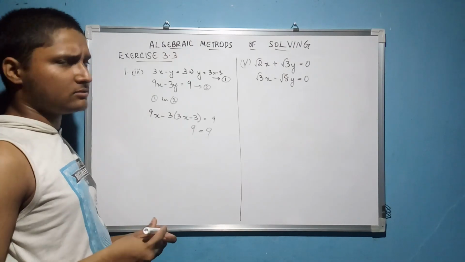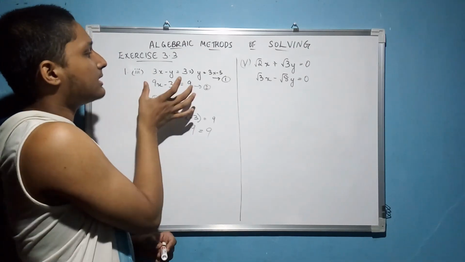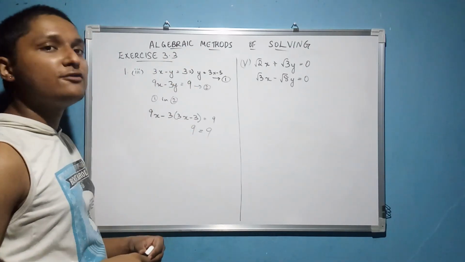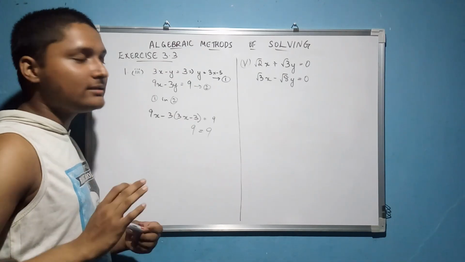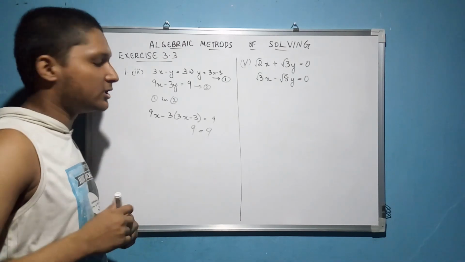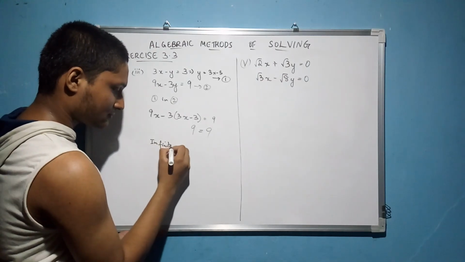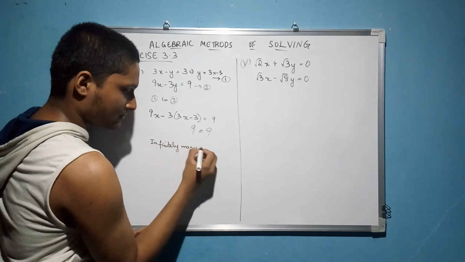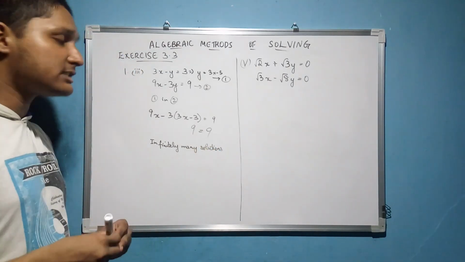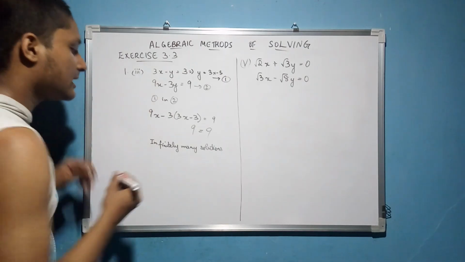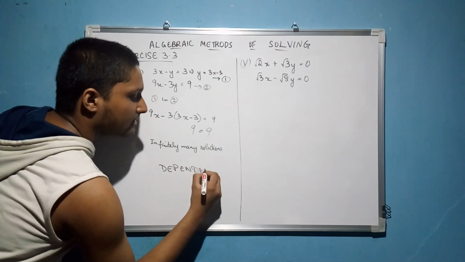Who doesn't know that 9 is equal to 9? That is a true but absurd result. This is because you can tell that this pair of linear equations are coincident lines, or you can say they have infinitely many solutions. There is a special term for such a pair of linear equations in two variables, and that is called dependent.